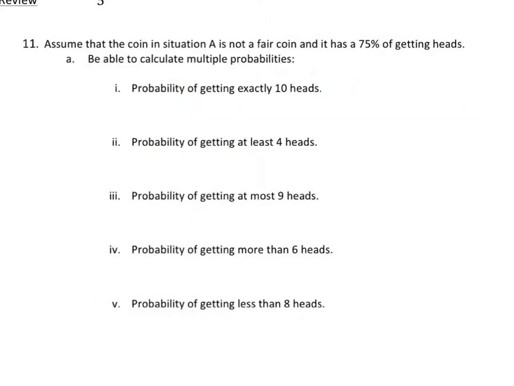Okay, so here are those problems. We got another situation here. You'll read here that you've got to assume that the coin is now not a fair coin, so something changes. Now we have a 75% chance of getting heads. We already defined earlier that getting a heads was a success. So now I have a new value for P. My P is now going to be 0.75. My N is going to still stay the same. I'm still going to be looking at 10 trials. It's just that P has changed. My value of a success has changed.